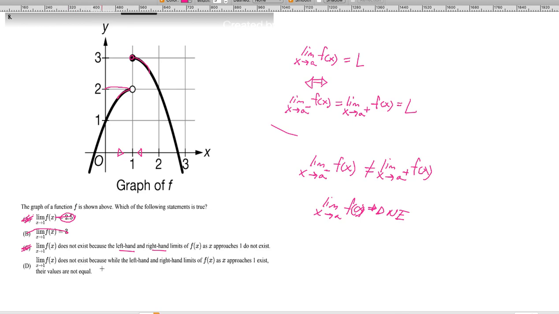So the limit does not exist because while the left-hand and right-hand limits of f of x as x approaches 1 exist, their values are not equal. And I'm using this fact: that if the left-hand limit does not equal the right-hand limit, the limit as a whole does not exist.